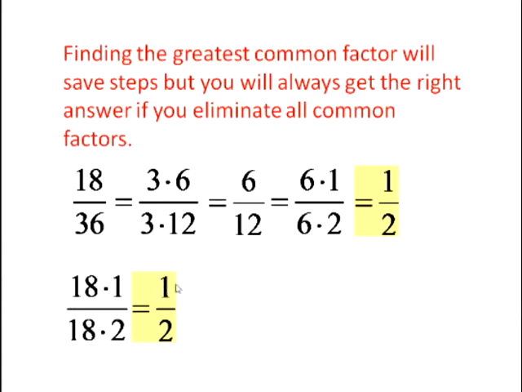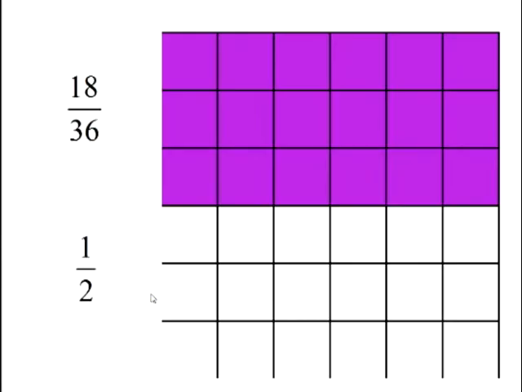If you recognize the biggest factor you can, you're going to save yourself steps. If it's the greatest common factor, it'll be 1 step. But even if it's just the bigger factor, you're going to cut it down from maybe 2 steps down a little bit. Okay. Here's a picture to kind of show you how this works.